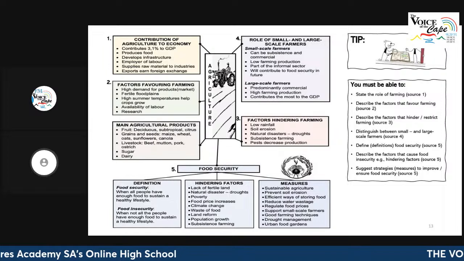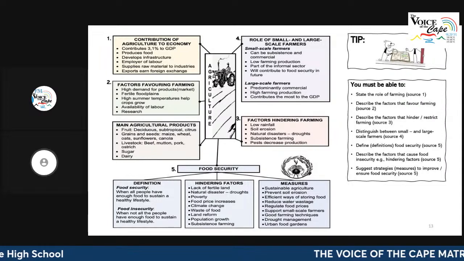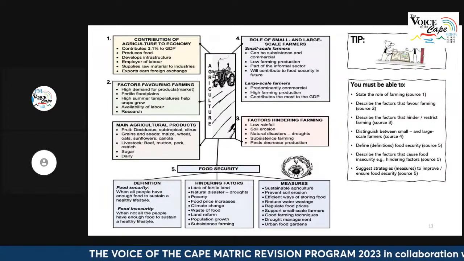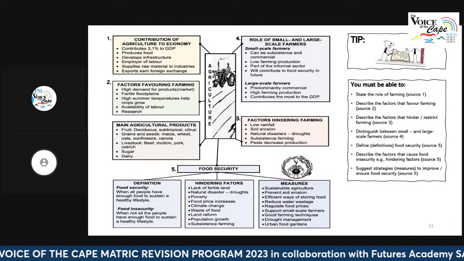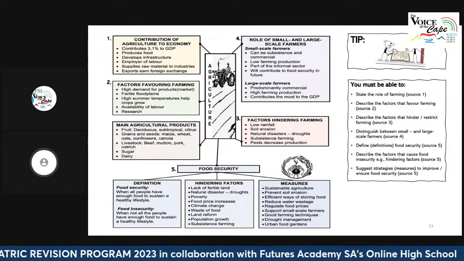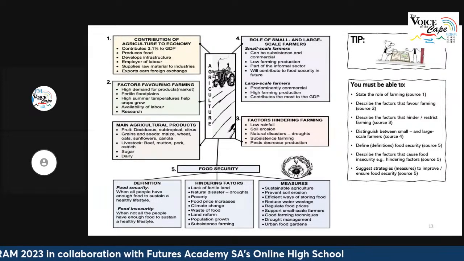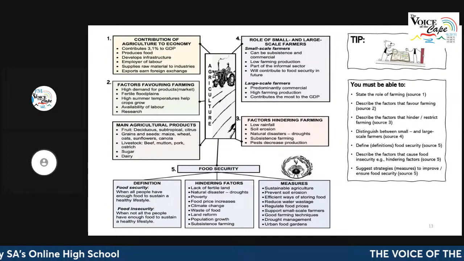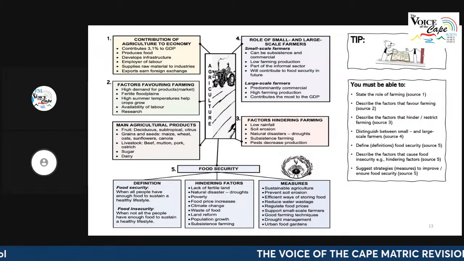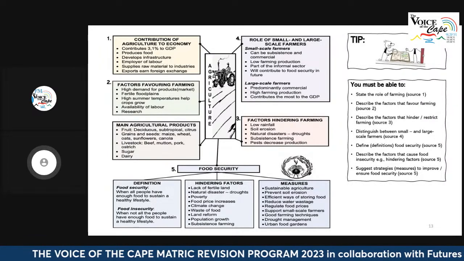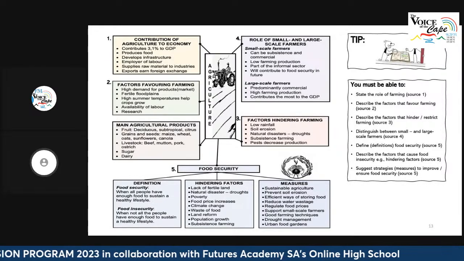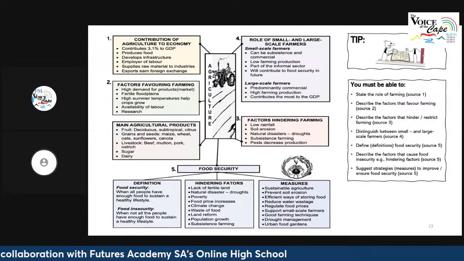Remember, we either go factors that favor farming or hinder, or we talk about food security. So remember, food security is when you as an individual have enough food to sustain yourself in terms of a healthy lifestyle. Food insecurity would be when you do not have access to enough food to sustain a healthy lifestyle. So, when we talk about food security, we need to look at factors that hinder it mostly and what measures can be taken in order to counteract food insecurity.